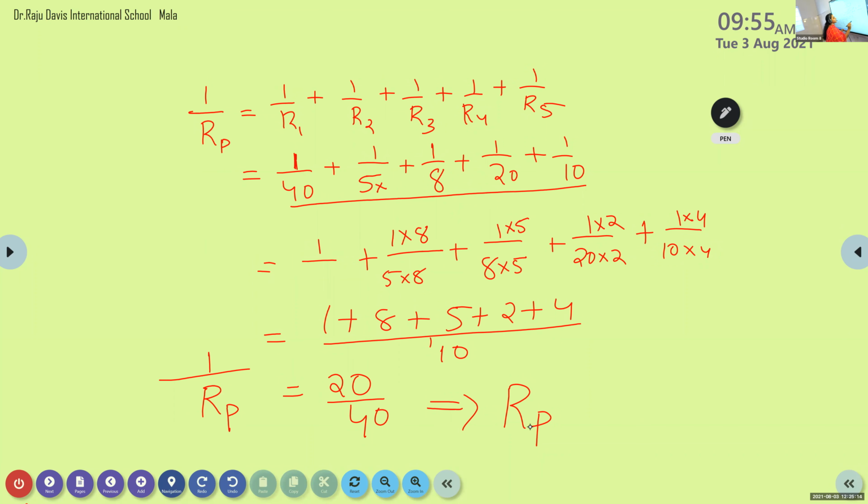We need to find this resistance, the parallel resistance, not 1 by R_P, the reciprocal of the parallel resistance. Here we need to find the value of the parallel resistance, the effective resistance of the parallel combination. So we need to take the reciprocal of this value. R_P is equal to 40 by 20. The 0 cancels. What is left? 4 by 2, that is 2. 2 ohm is the total resistance, or the effective resistance, of this parallel combination.